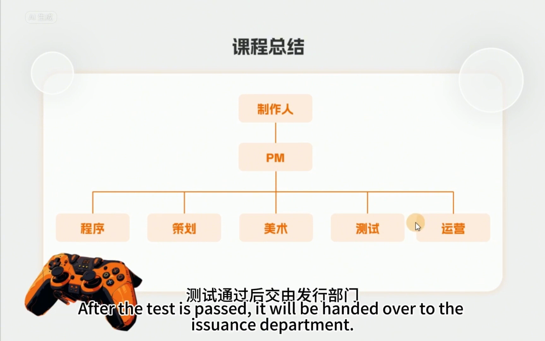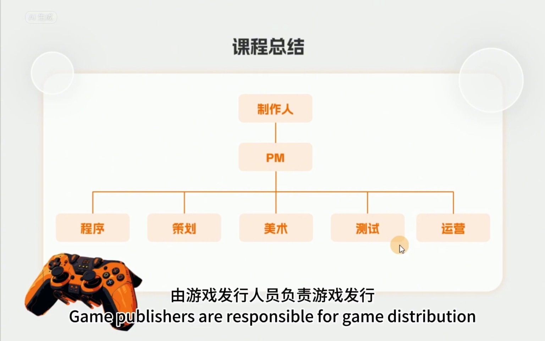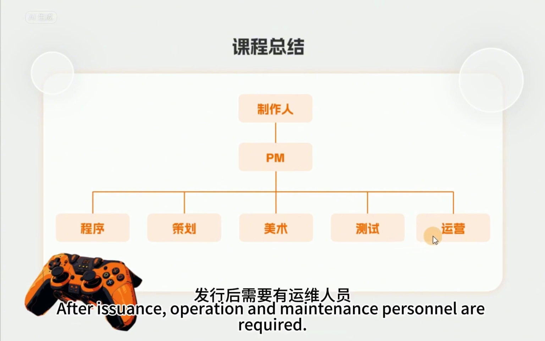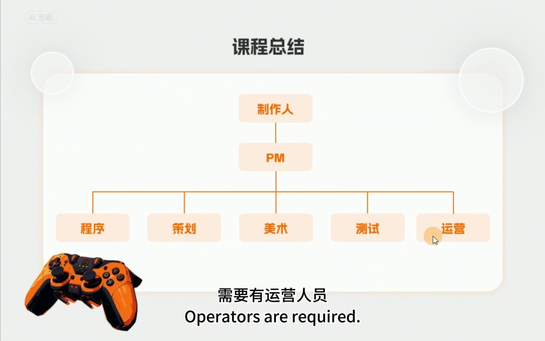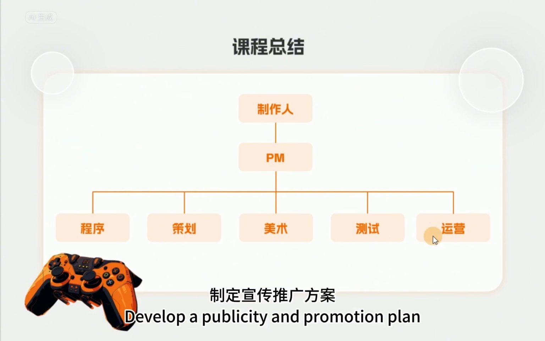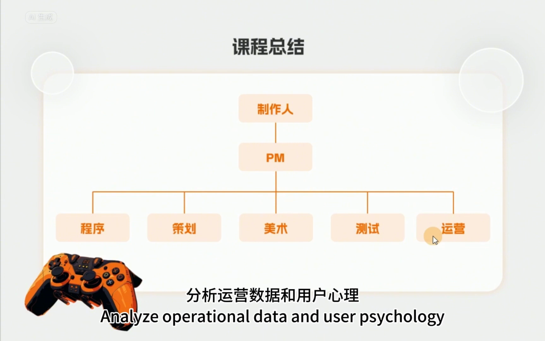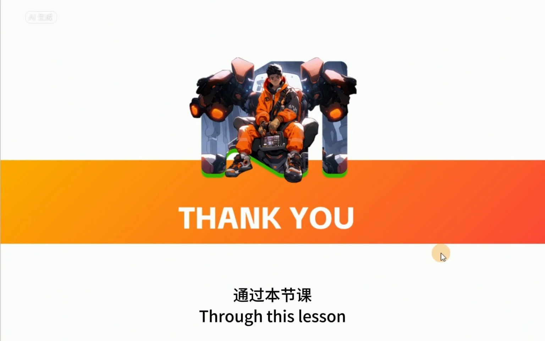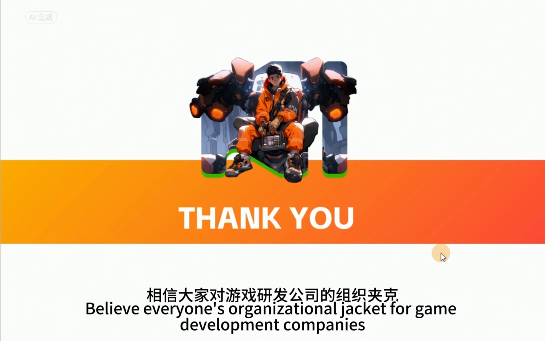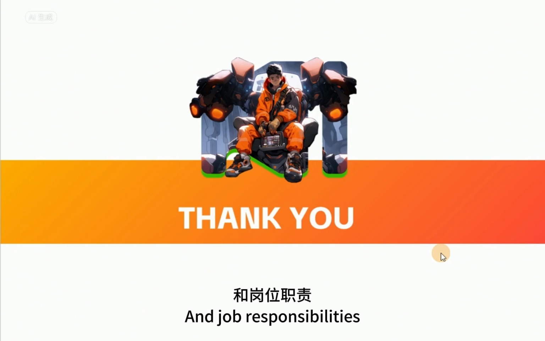After the test is passed, it will be handed over to the distribution department. Game publishers are responsible for game distribution. After release, operation and maintenance personnel are required to ensure the normal operation of the game background. Operators are required to develop a publicity and promotion plan, analyze operational data and user psychology, and adjust the operating strategy.